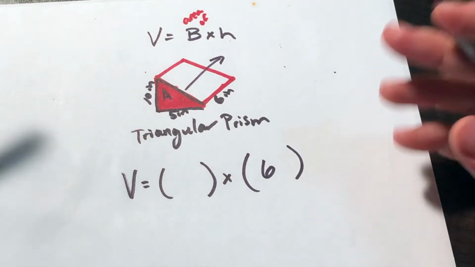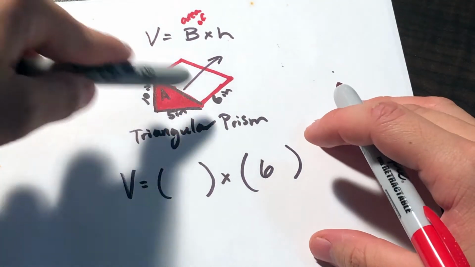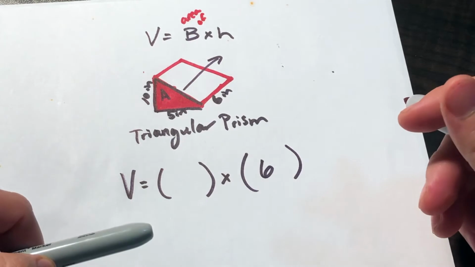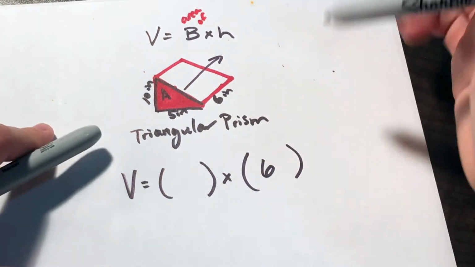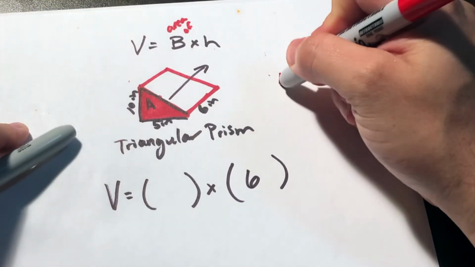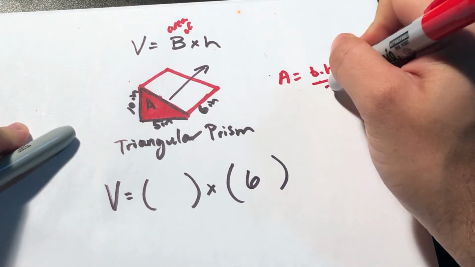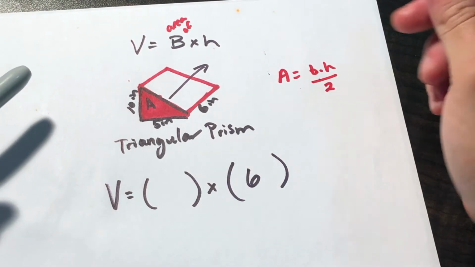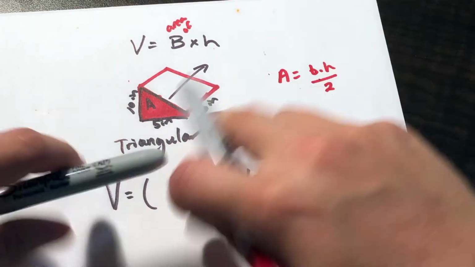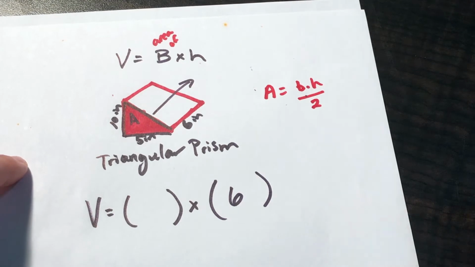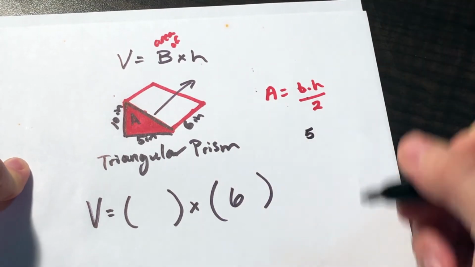So guess what? All you have to do is find the area of a triangle. Now, if you don't know the area of a triangle, you might want to refresh your memory a bit. We talked about it, I think 2 weeks ago. The area of a triangle is the base times the height divided by 2. Remember? So the base times height divided by 2. So here's the base of the triangle, which is 5. So instead of a B, I'm going to put 5.